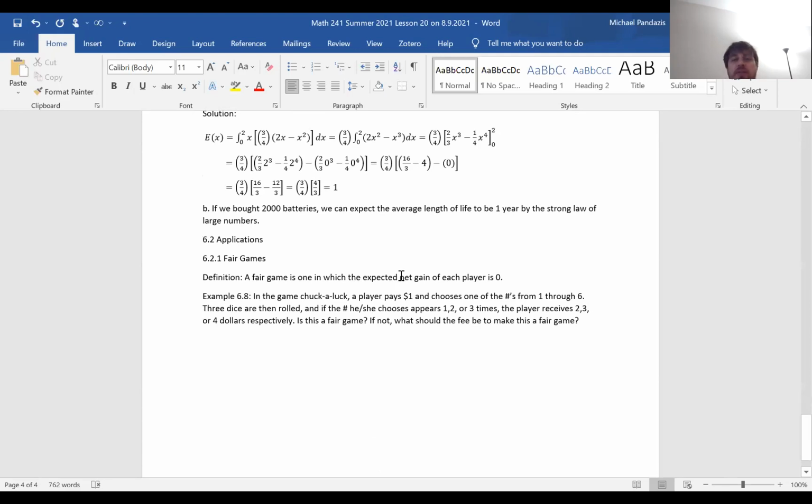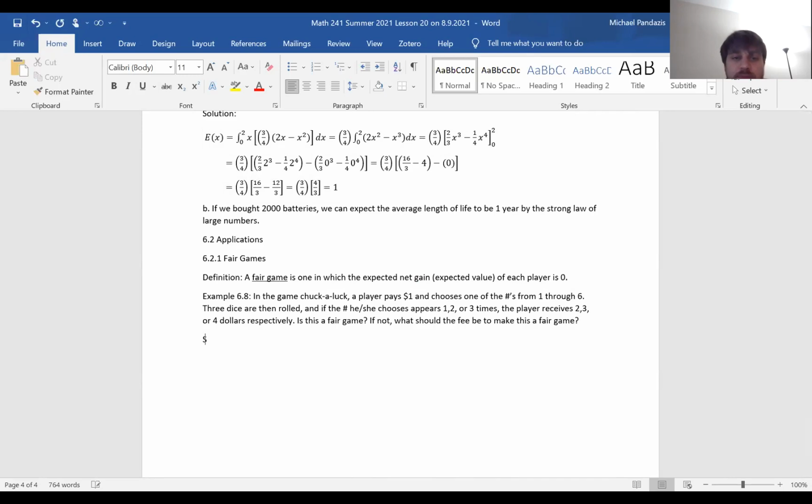Okay, so in the game Chuck-a-Luck, a player pays $1 and chooses one of the numbers from 1 through 6. 3 dice are then rolled, and if the number he or she chooses appears 1, 2, or 3 times, the player receives $2, $3, or $4 respectively. Is this a fair game? If not, what should the fee be to make this a fair game? Okay, so again, we defined a fair game to be one in which the expected net gain, the expected value, of each player is 0. Expected net gain means expected value.